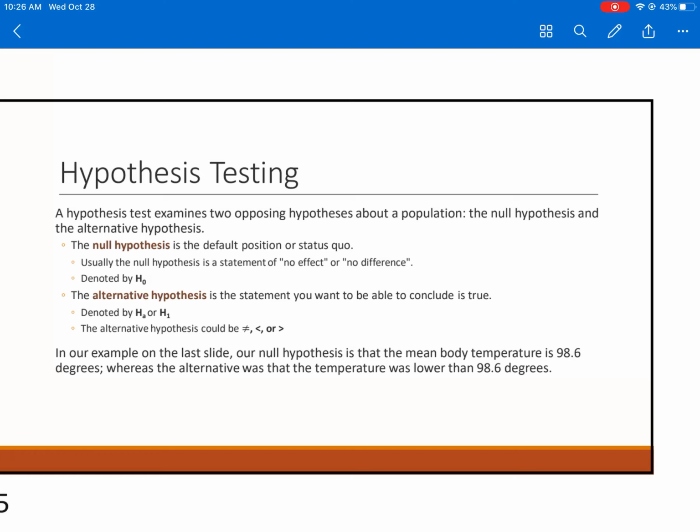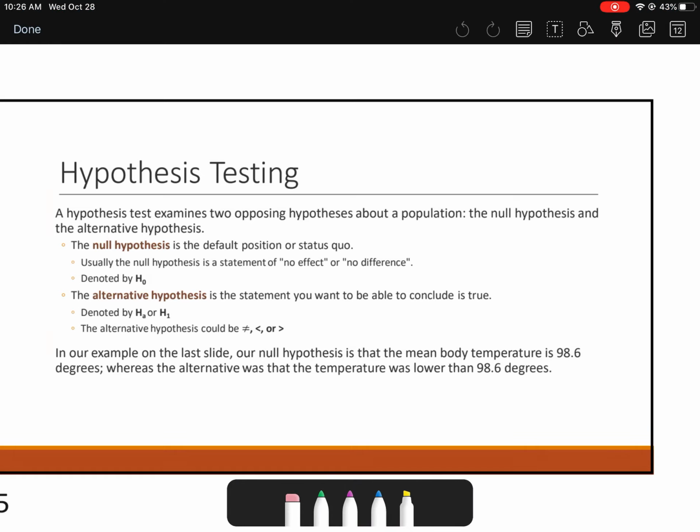Okay. Usually the null hypothesis is a statement of no effect or no difference, and it is denoted by H sub 0. So that's really important that we have the notation correct, okay, because we're going to be using that a lot. So again, that's denoted by H sub 0.